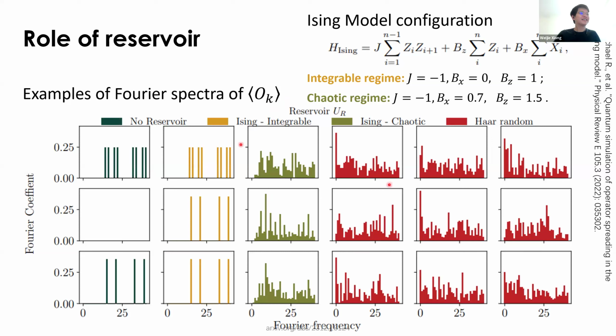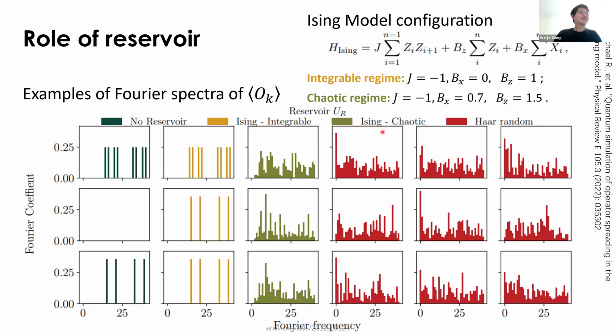In this chart, each row corresponds to a Pauli string measurement applied only on accessible qubits. So basically, we take 3 examples from them. And each column corresponds to a reservoir. We test here the identity reservoir, or just low reservoir, the integrable Ising model and the chaotic Ising model, as well as the Haar reservoir. We put the Haar reservoir here just to exclude some special cases.